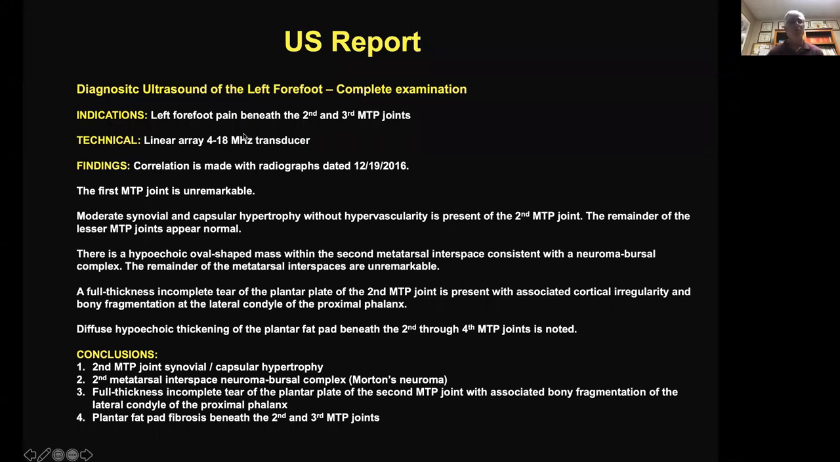I put what probe I use. It's on the ultrasound itself, the images. You don't need to do that. Let's say I was doing a cryoablation of a Morton's neuroma. I would also put on there the device I use and the lot number.